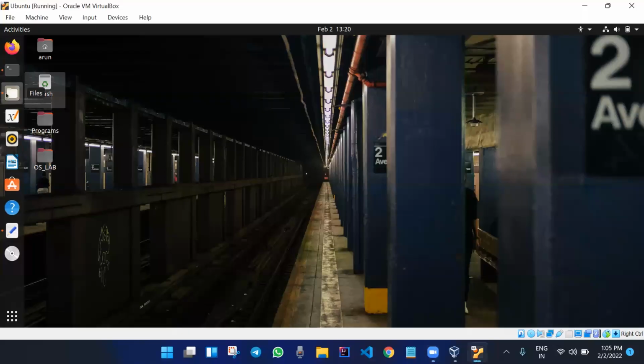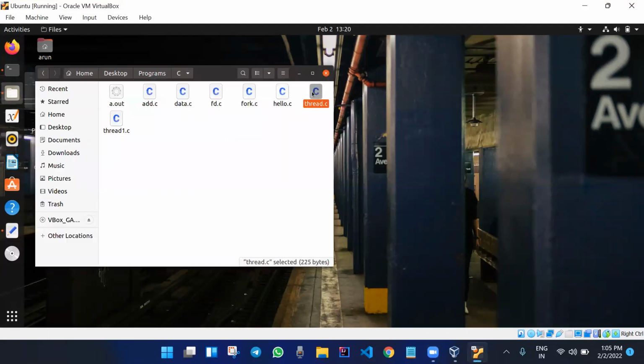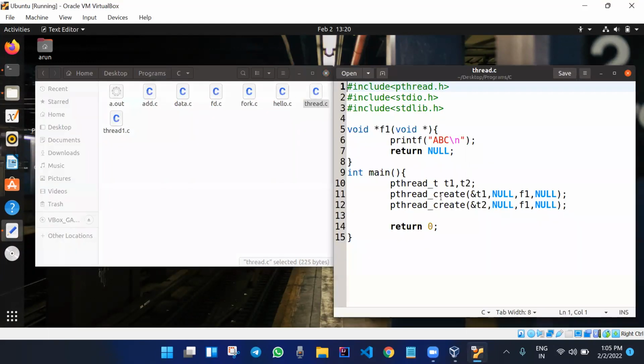Have you done -lpthread where you are compiling? Yes, sir, I have done. Sir, can you see my screen? I am able to see. Sir, this is the program. Open it. This is where you have created the pthread. T1 is null. F1 is a function. Void star, you have to write now. Void star something.